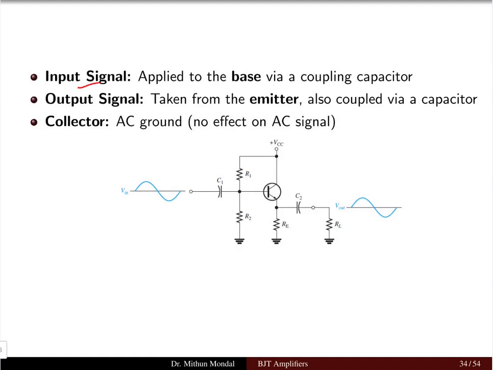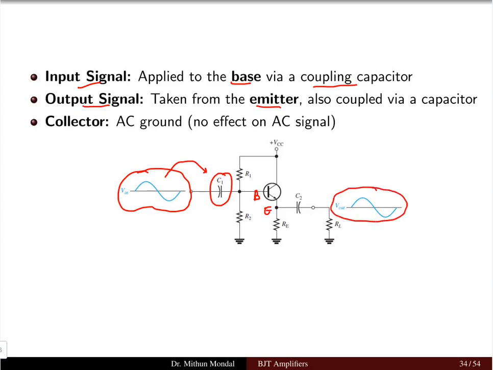The input signal, which is in the form of AC, is given to the base of the amplifier via a coupling capacitor. So here we have the coupling capacitor C1 and the input is given to the base terminal. The output signal is taken from the emitter. So here we have the emitter terminal. We take the output, which is also AC, from the emitter, also coupled via a capacitor. Here you have a capacitor C2 from which the output is capacitively coupled.